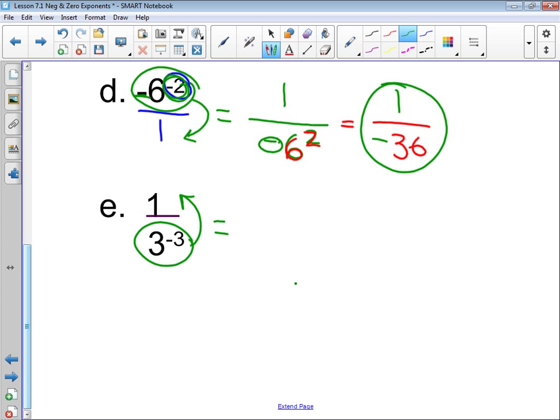So if I move this 3 to the negative third up to the top, it becomes 3 to the positive third. And what's left on the bottom? Just 1. Well, anything over 1 is just the number itself. So really this is just 3 to the third. And 3 to the third is 3 times 3 times 3, which is 27.